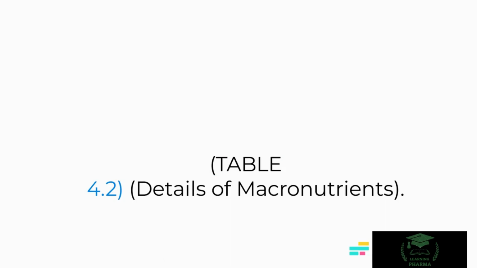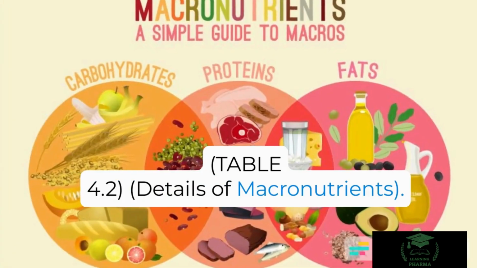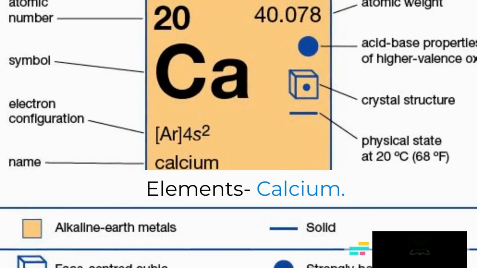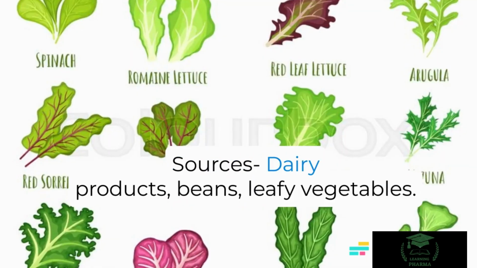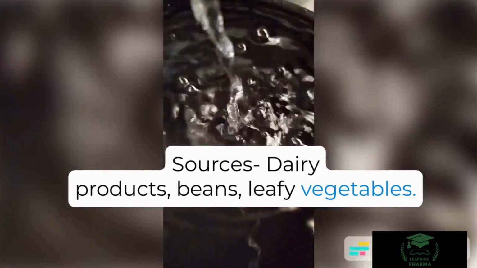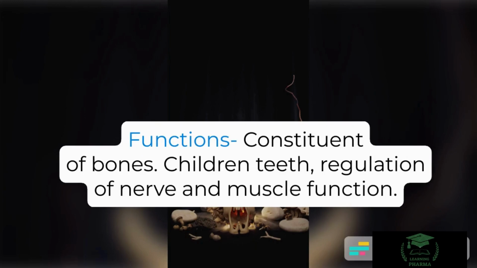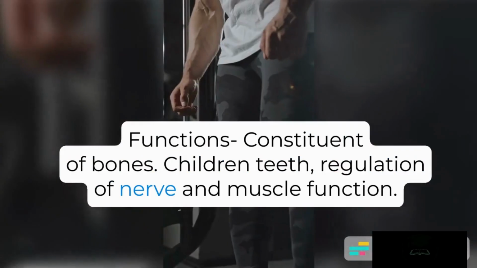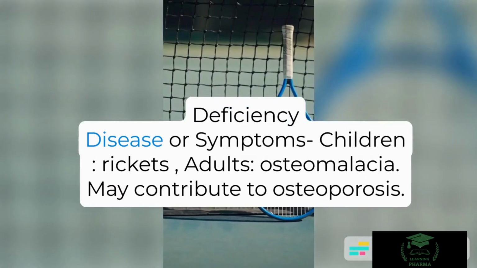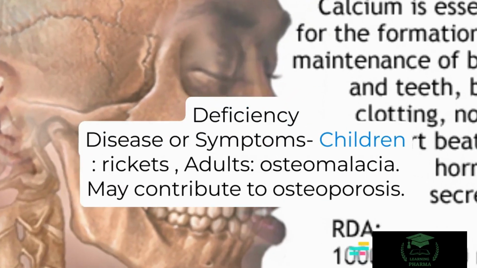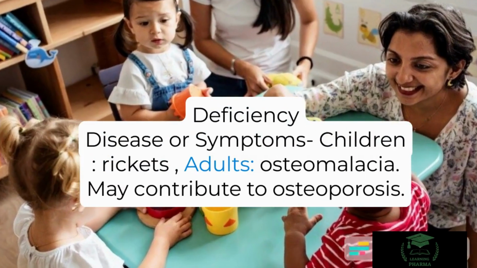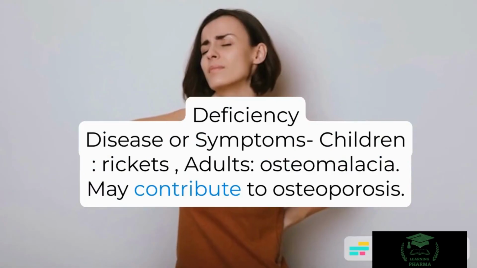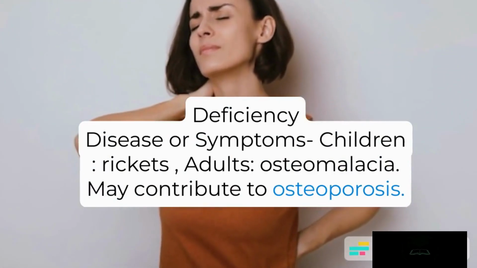Table 4.2. Details of macronutrients. Element: calcium. Sources: dairy products, beans, leafy vegetables. Functions: constituent of bones and teeth in children, regulation of nerve and muscle function. Deficiency disease or symptoms: in children, rickets; in adults, osteomalacia. May contribute to osteoporosis.